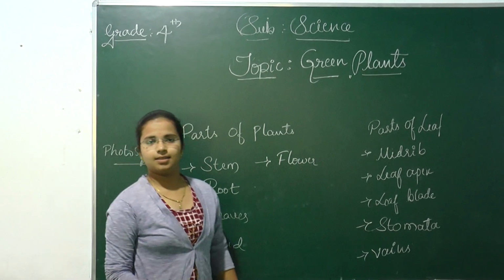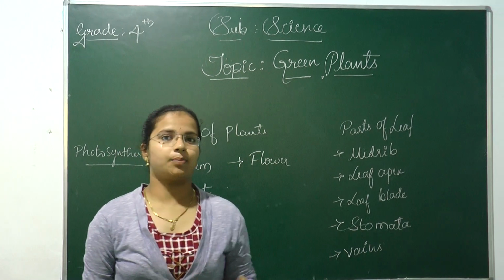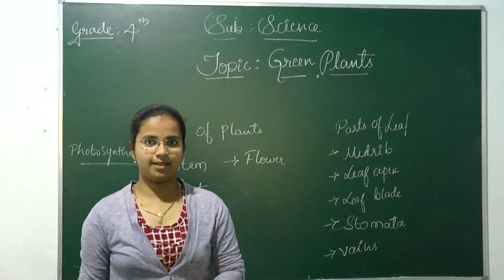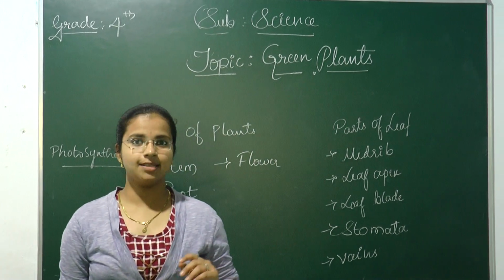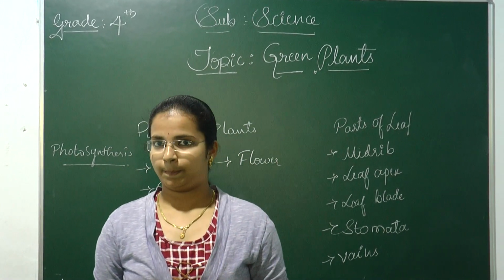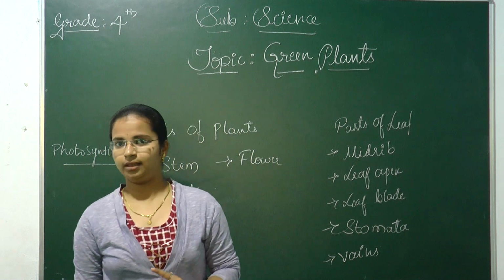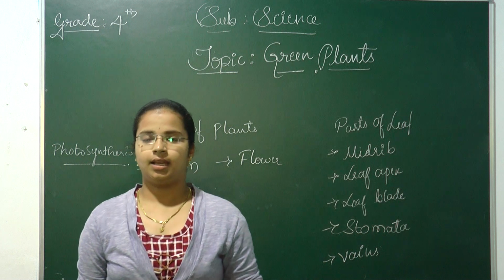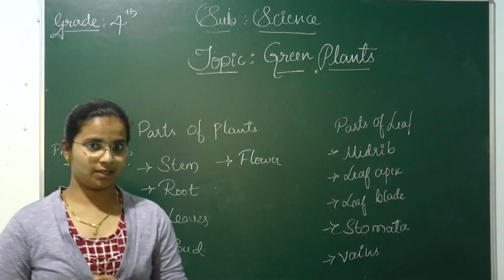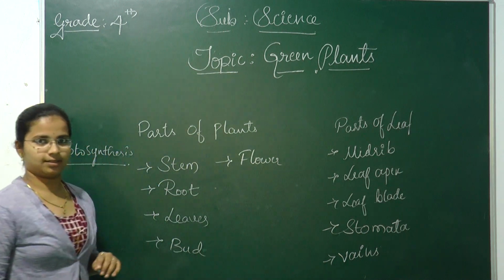What is photosynthesis? Photosynthesis is a process of green plants which prepare their own food using raw materials like chlorophyll pigment, sunlight, water and minerals. This process is known as photosynthesis.